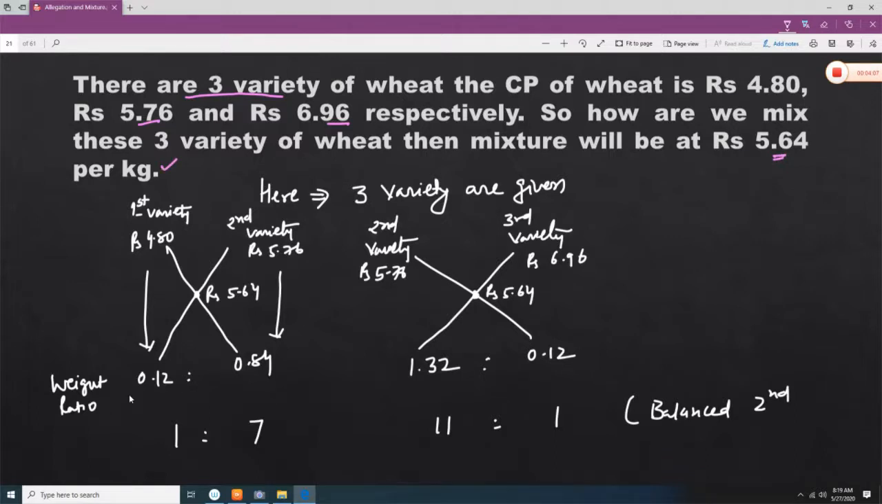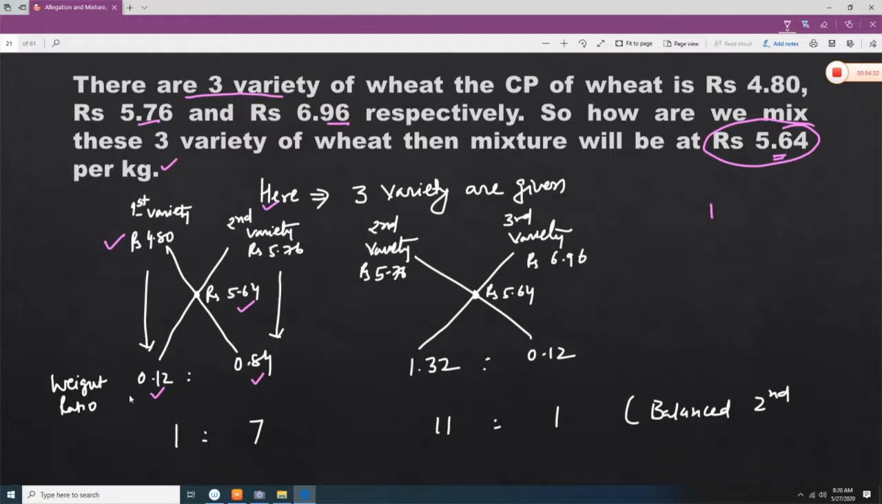So first we are going to take the first and the second variety of wheat. Here we are going to write down the price of rupees 4.80. The second variety of wheat is 5.76, and we are going to sell the mixture at rupees 5.64. So 5.64 you have to write down here. So the weight ratio is 0.12 and here it is 0.84.